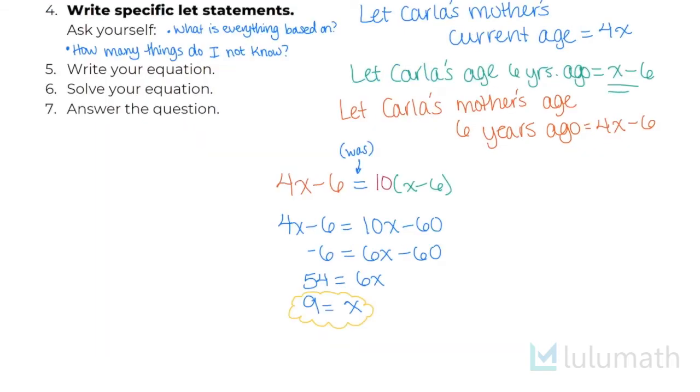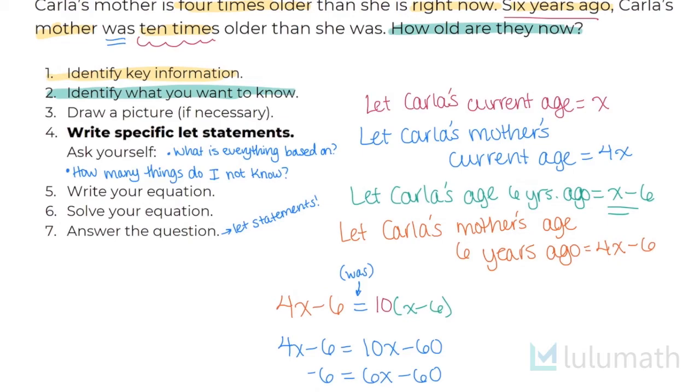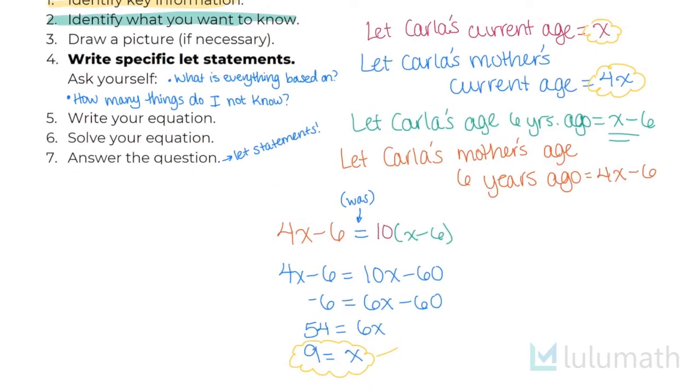Now I need to answer the question, and again, I'm going to go back into my let statements. And my question is asking me, how old are they now? So I want to know how old Carla is now, and I want to know how old her mother is now. Well, if x is 9, then we can say that Carla's current age is equal to 9. She's 9 years old. And we can say that Carla's mother's age is 4 times 9. So she is 36 years old. So I've answered the question. So let's go ahead and write our therefore statement.